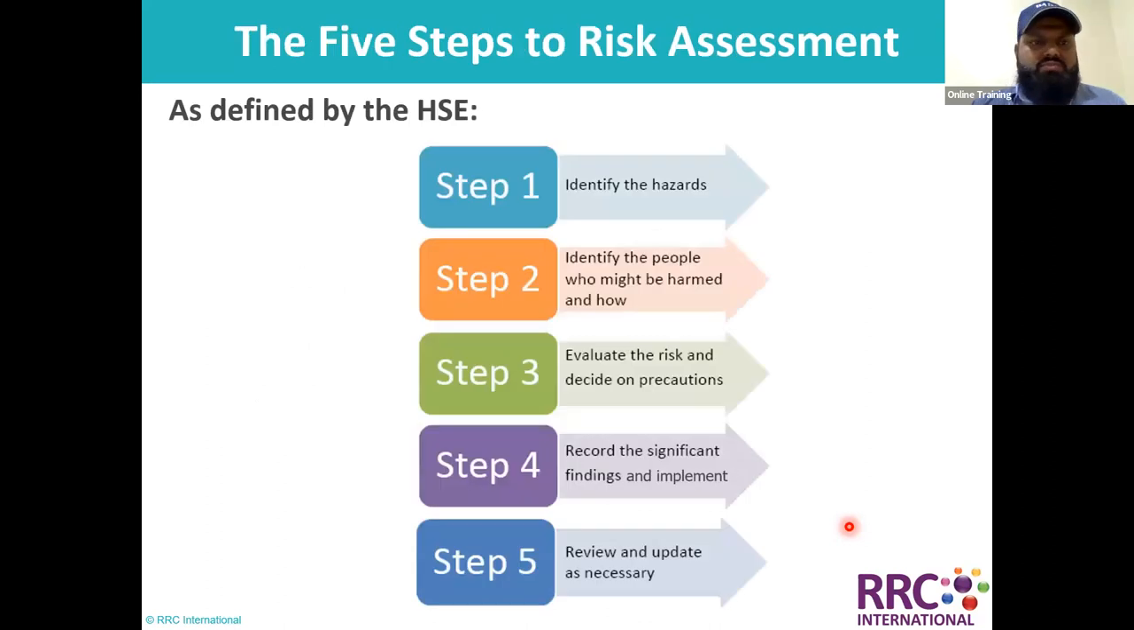Then we moved to the five steps of the risk assessment. The five steps are very simple in the slides. Somehow we went through the complications, but the five steps were very simple. You have to identify the hazard, then identify who might be harmed and how, then evaluate the risk and decide the control measures. Then you record significant findings: once you write the control measures, you record the significant findings, or anything important, and how you are going to implement these controls. After that, you review and update from time to time, or whenever it is necessary to update our risk assessments.